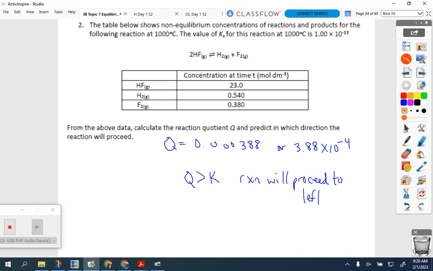Yeah. All right, so we're going to leave it there today. Tomorrow we're going to talk about Le Chatelier. It's one of my favorite parts of chemistry, and it's the best part of this topic. So we're gonna do some cool stuff tomorrow.